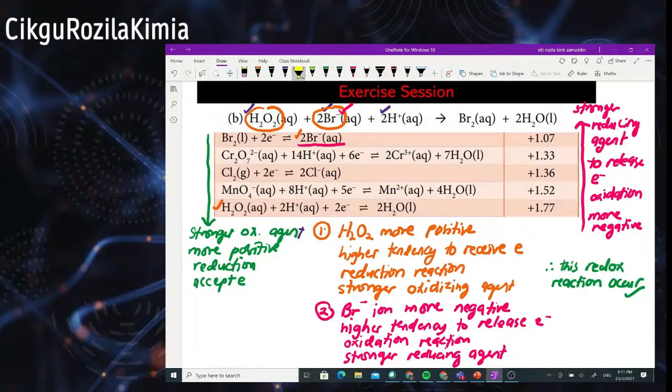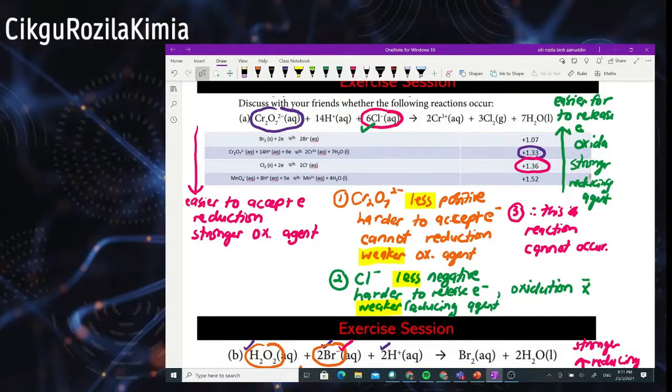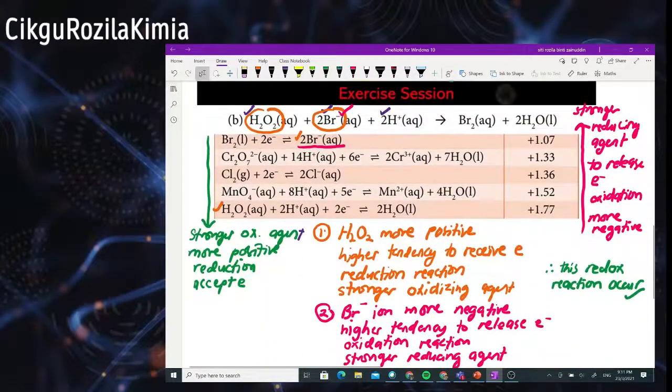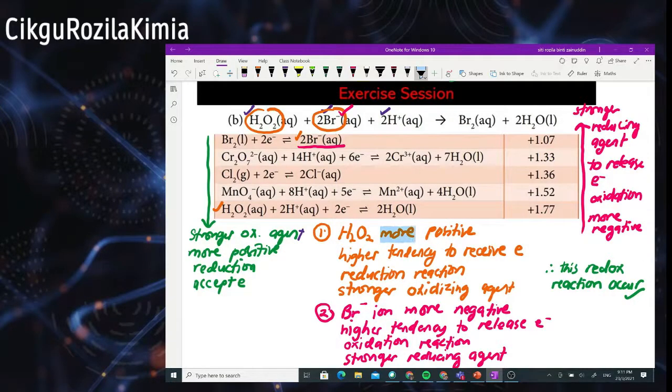Okay, now, what is the difference between this question and the previous question? If we look at the previous question, everything was less positive, a weaker oxidizing agent. Both were less negative and less positive, a weaker oxidizing agent and a weaker reducing agent. When everything is less and weaker, the reaction cannot occur. But in this question B, hydrogen peroxide is more positive, and bromide is also more negative. Hydrogen peroxide is a stronger oxidizing agent, while bromide is a stronger reducing agent. So when we get results like this, the explanation is that this redox reaction can occur.